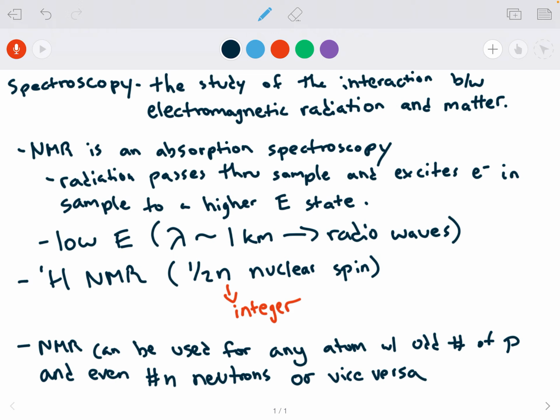Carbon, generally it's carbon-12, which would be 6 protons and 6 neutrons, so that wouldn't work. So if you want to do NMR with carbon, you have to use carbon-13. But carbon-13 is much rarer and not in high abundance, so you usually have to use larger samples, and you have to run the sample for a longer period of time.